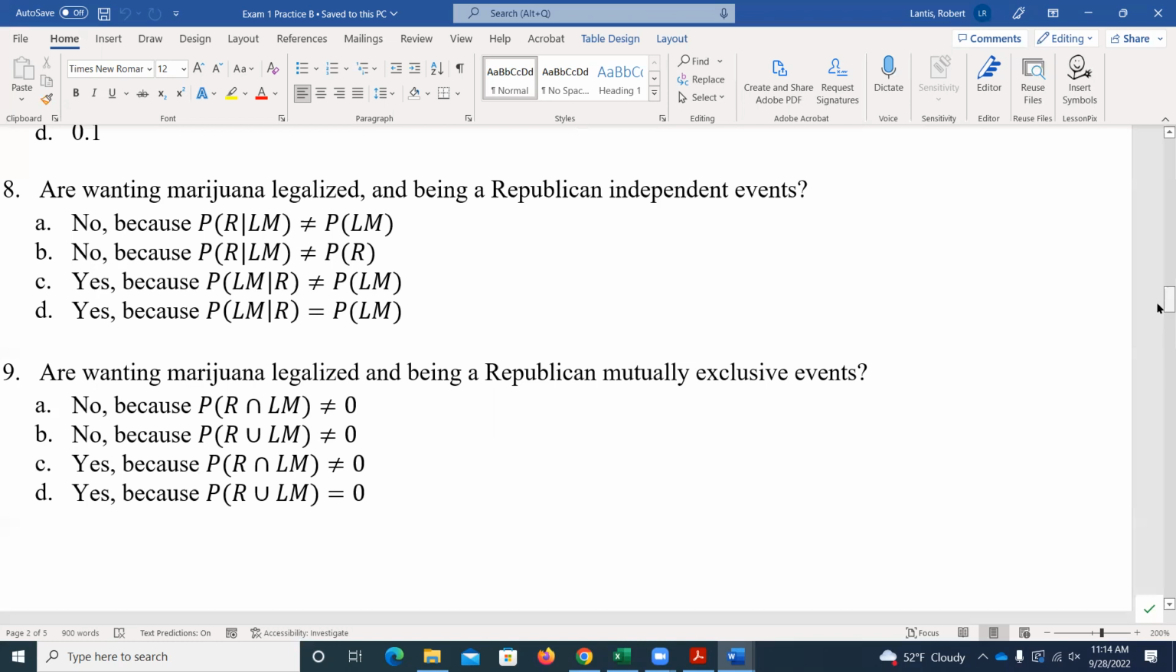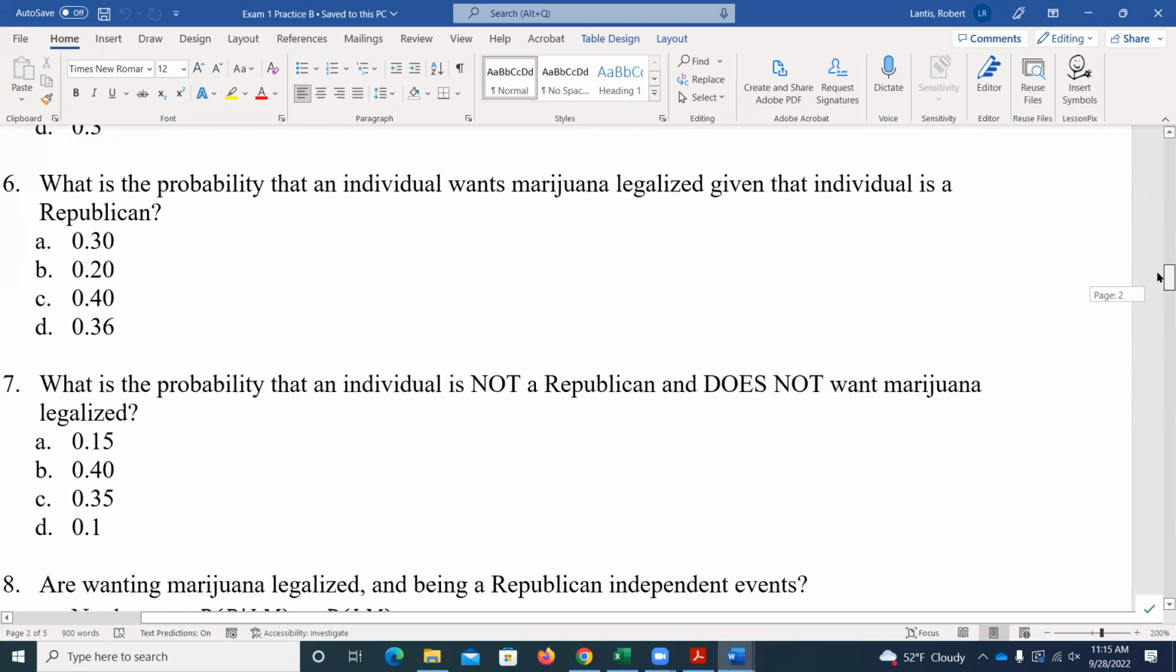Now, maybe we solved for this in an earlier problem, right? I think that we actually did here. If you go up to 6, isn't that what we found? What's the probability that someone wants marijuana legalized given they're Republican? So sometimes I'll be nice like that. Now, if you weren't confident in your other answer, you could solve this again.